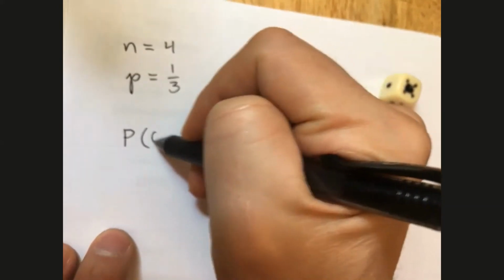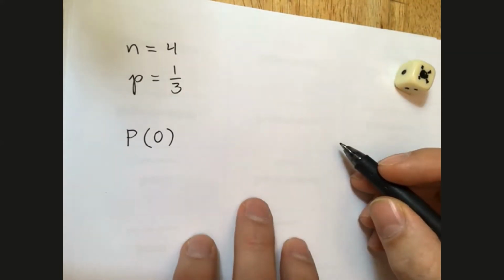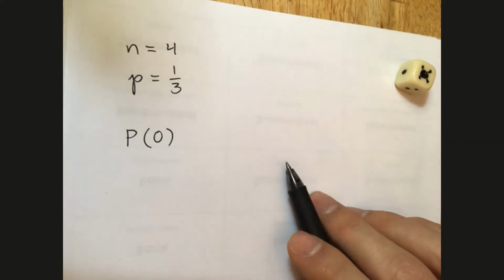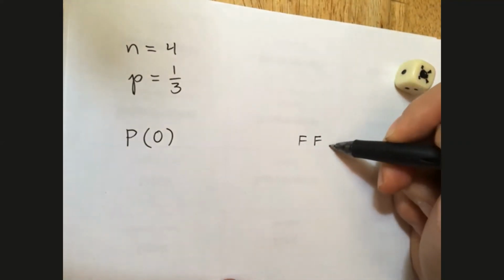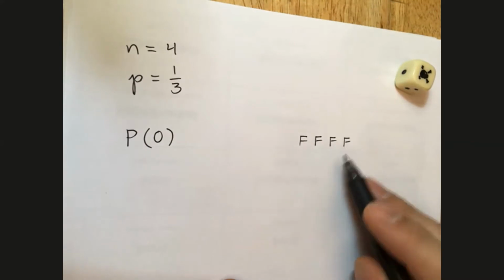So let's talk about the probability of getting 0 successes. What would that be? Well, let's think about it. Let's just think about how can that happen. Well, to get 0 successes must mean I've gotten, since I rolled it 4 times, I must have gotten 4 failures. Right? So I must have had failure, failure, failure, failure. So that's what I'm looking at.